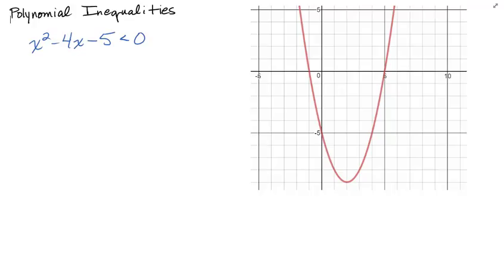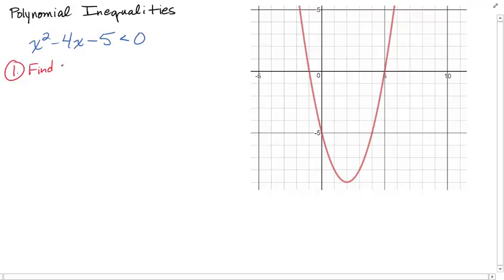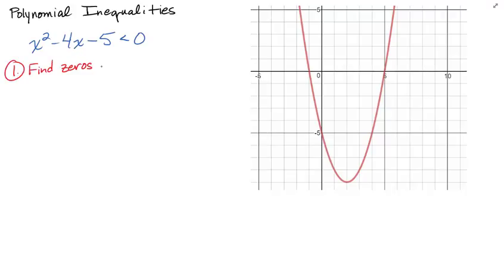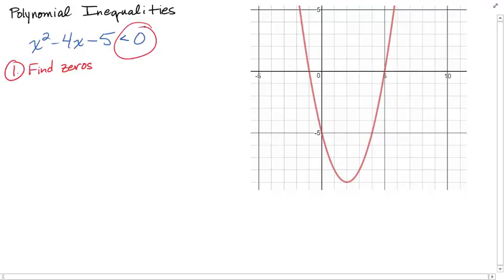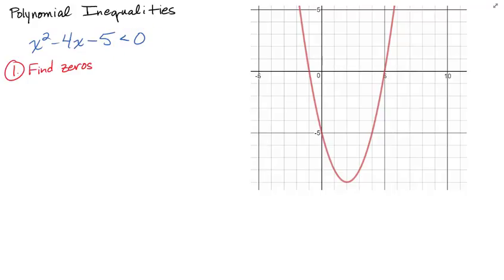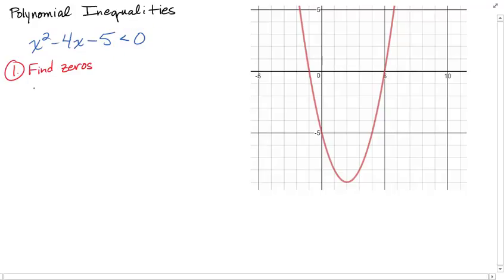Basically, to solve a polynomial inequality, the first thing you've got to do is find the zeros. And you remember that the zeros of a polynomial are the numbers where the thing equals 0, right? Now we're interested in when it is less than 0, but the first thing we're going to do is find out when it equals 0. So that, of course, means we're going to take the polynomial, set it equal to 0, and solve.